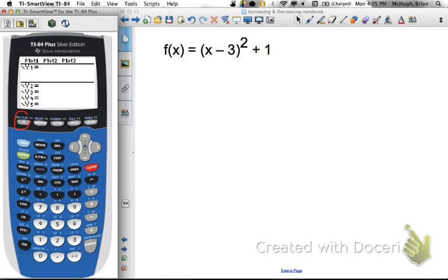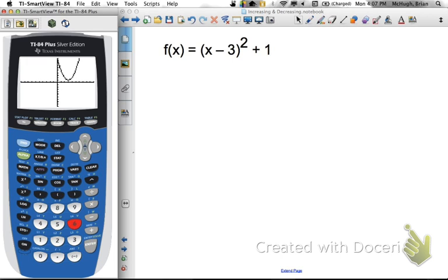Go to the y equals on your calculator, and we're going to put in this function f of x equals (x minus 3) squared plus 1. That should look like a quadratic function in vertex form. You can probably already anticipate a little bit of what the graph's going to look like. Do a zoom 3 in order to get a standard viewing window. I'm sorry, zoom 6 gets us a standard viewing window.